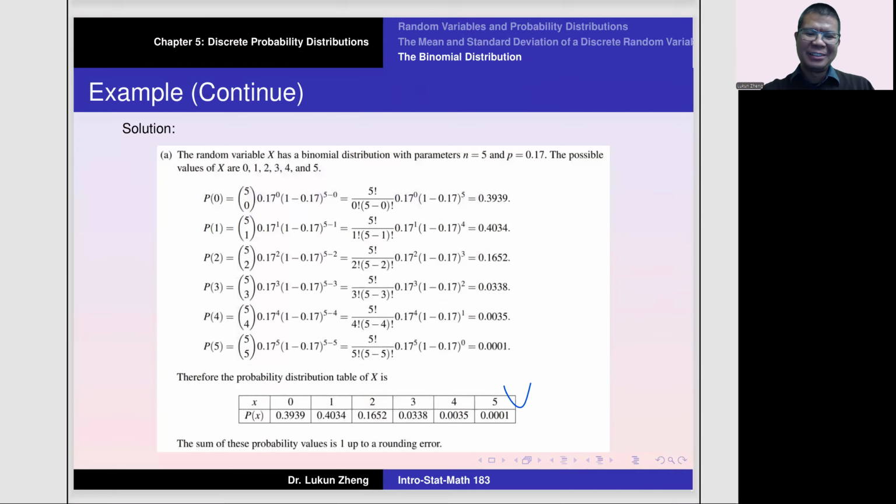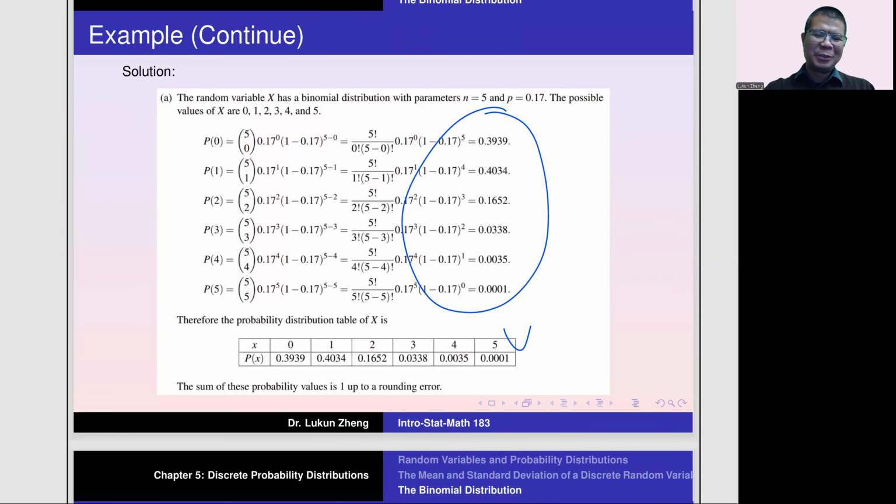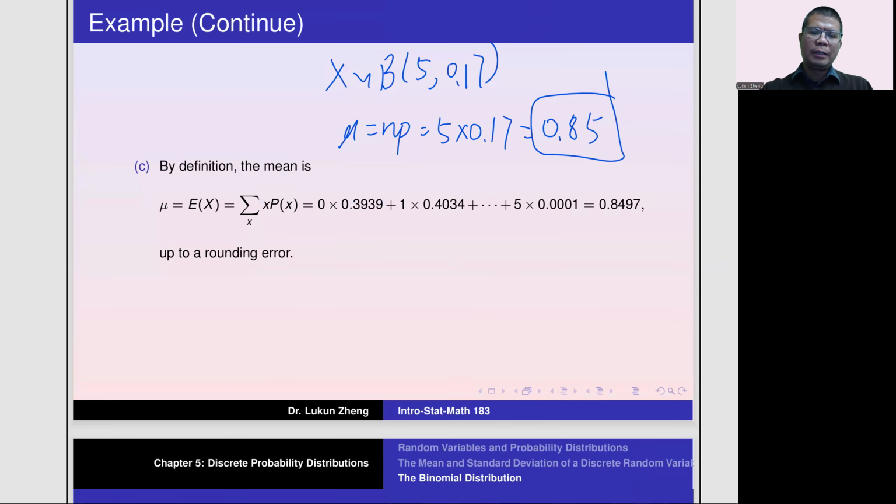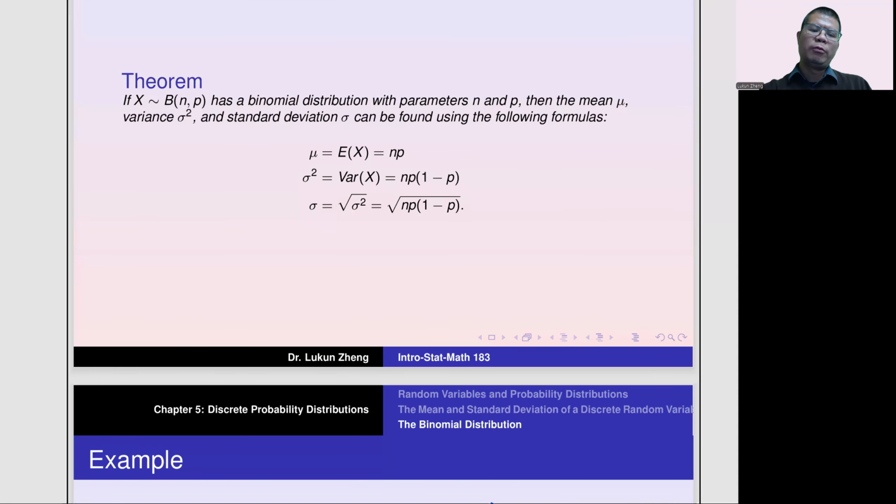This example, right? All these would be very complicated. You don't want that. You can use these formulas and the calculator, right? And in this example, to find the mean, you can do this. But as we see, there is a theorem. For the binomial distribution, we have a formula for the mean, a formula for sigma square, and a formula for sigma, right? So you can just directly use these formulas to find the mean, the variance, and the standard deviation easily.